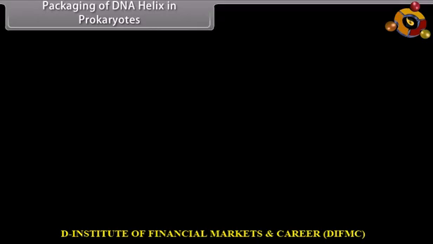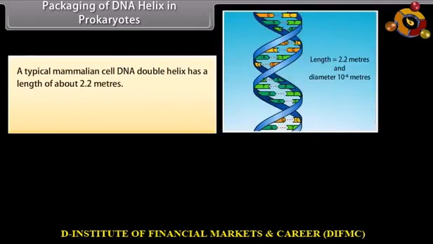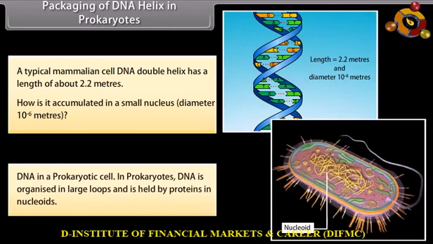Packaging of DNA helix in prokaryotes. A typical mammalian cell DNA double helix has a length of about 2.2 meters. How is it accommodated in a small nucleus? First, DNA in a prokaryotic cell. In prokaryotes, DNA is organized in large loops and is held by proteins in nucleoids.